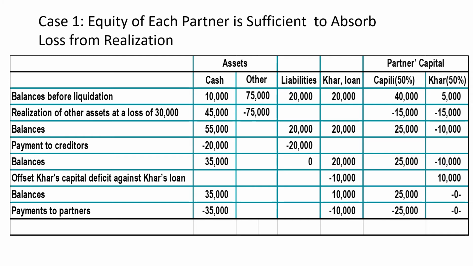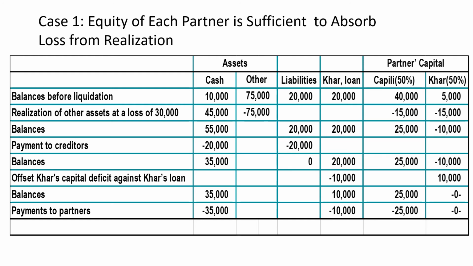So we now have the balance: cash 55,000, and other or non-cash asset is now 0 because we fully realized the 75,000. Liabilities are still 20,000, car loan 20,000, Kapili capital 25,000, and car capital negative 10,000. So we pay the creditor first since we still have enough money to pay for the creditor. In the event it's not enough, we would first offset car's deficit from its car loan or receivable from car to the partners.